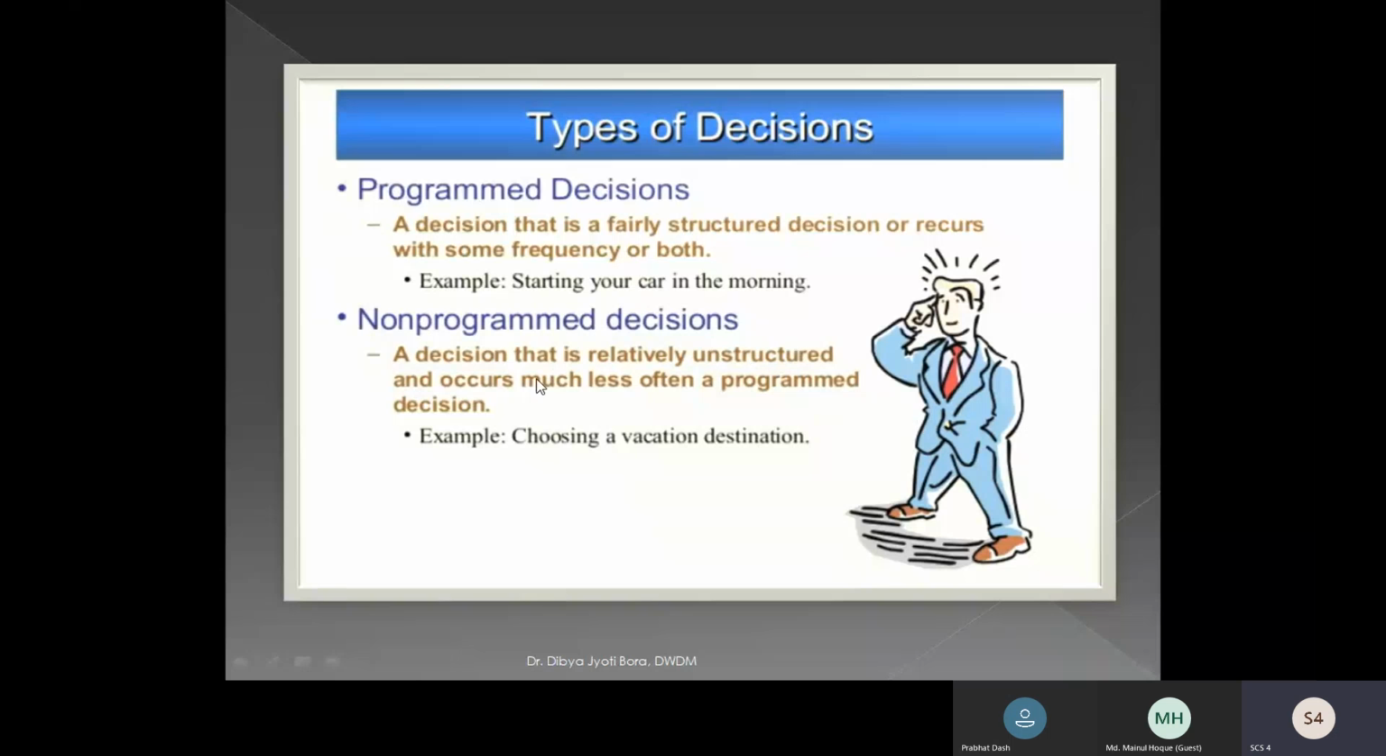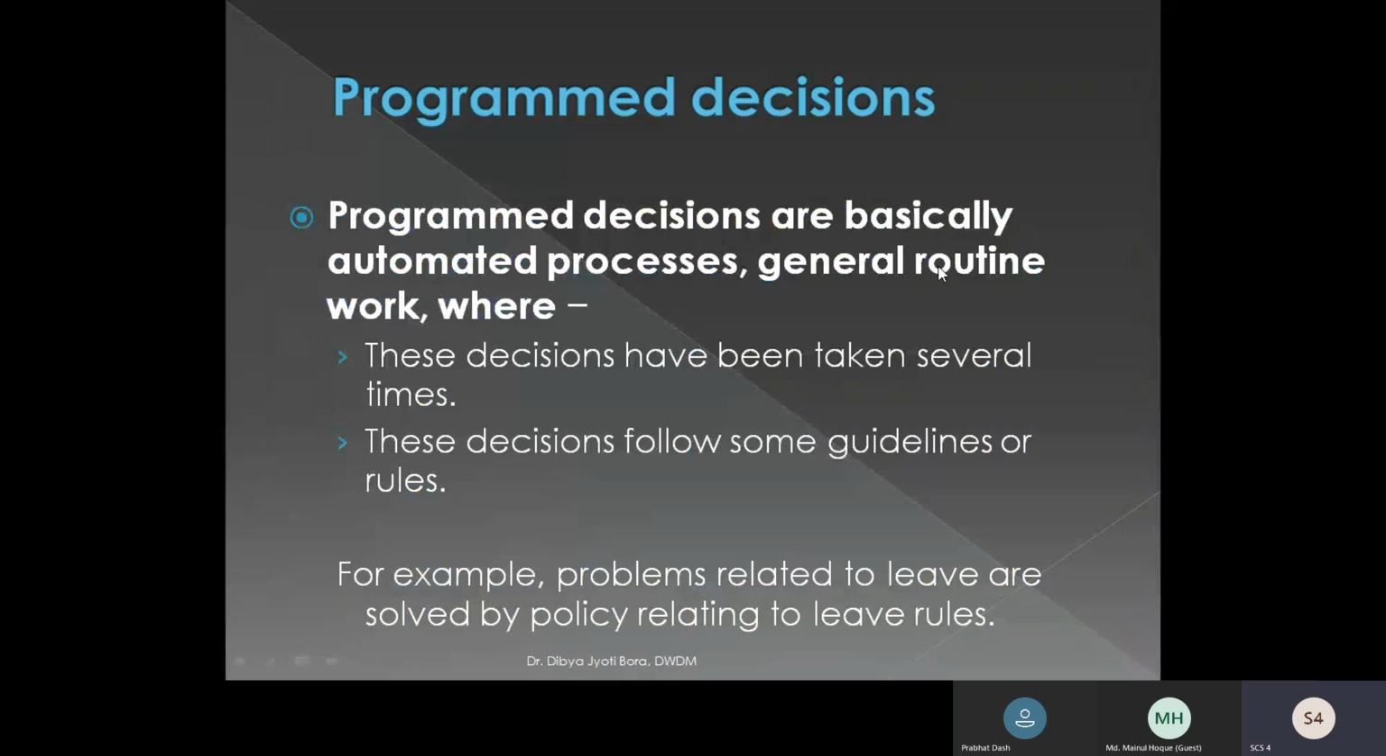So in a simple case, I can define a non-program decision as one which occurs less often, and that is of course unstructured. Anything can happen depending on the situation, and that may change, right? So that is program decision and non-program decision. Now let's come to the textual part.